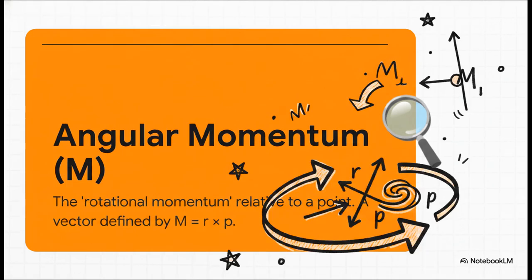Now for the main event. Angular momentum is kind of the rotational version of linear momentum. But here is the big mind-bending idea. Its value isn't just a property of the object itself. It actually depends on where you choose to measure it from. It's all relative to a point you pick. See the formula? M equals r cross p. That r is the position vector from your chosen origin to the object. If you change your origin point, the angular momentum of the exact same moving object changes. This idea is absolutely crucial for this problem.